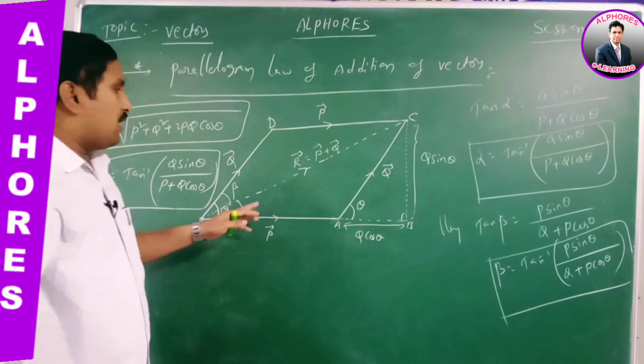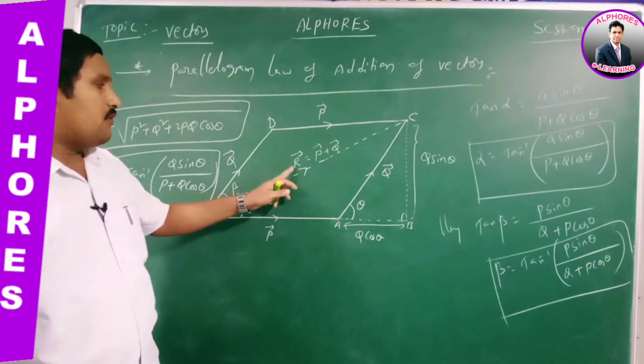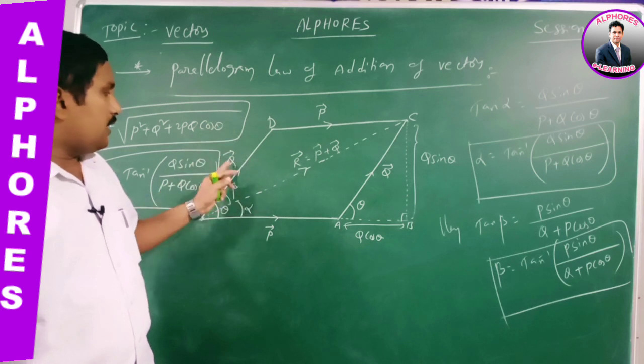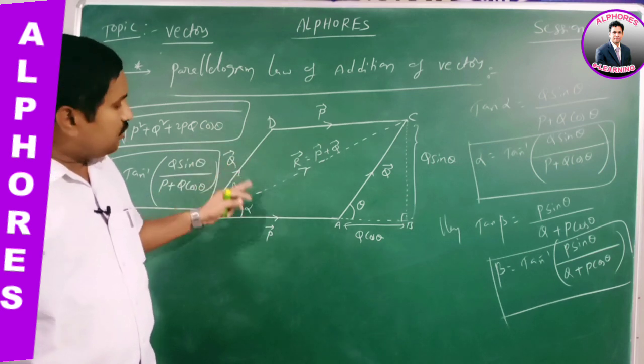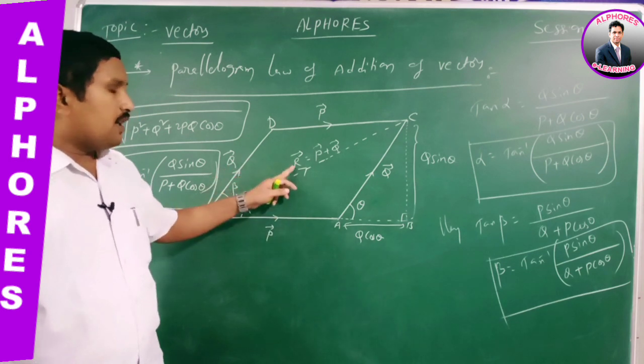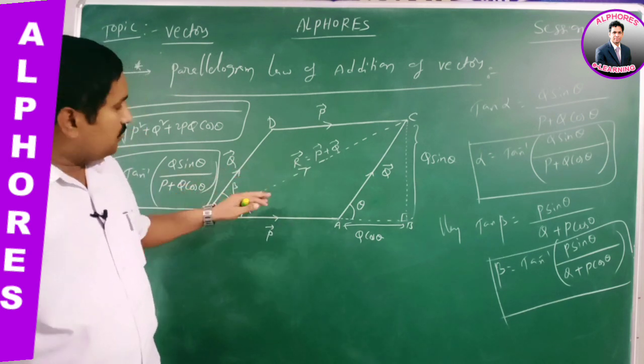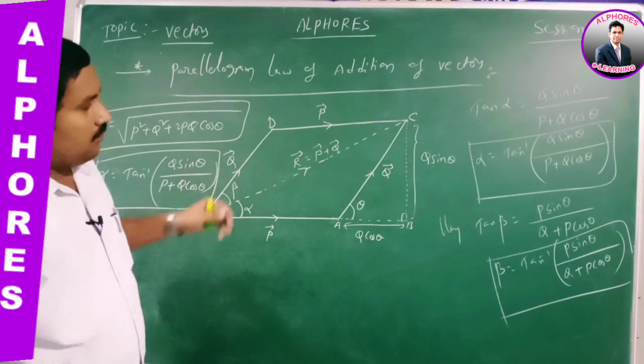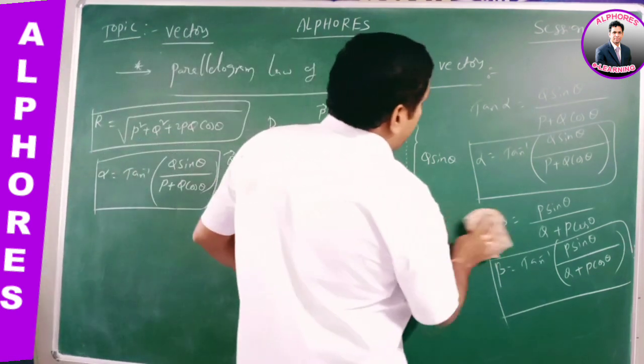Conclusions means what? Addition of vectors: the magnitude of resultant when the two vectors are parallel, P and Q are parallel. If these two are anti-parallel, what happens to the value of R? If these two are perpendicular, what happens to the value of R and alpha also? How are these changed? Okay. Now we have to see for different cases.